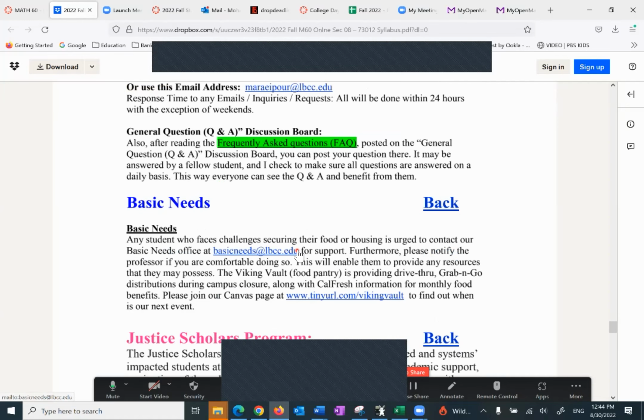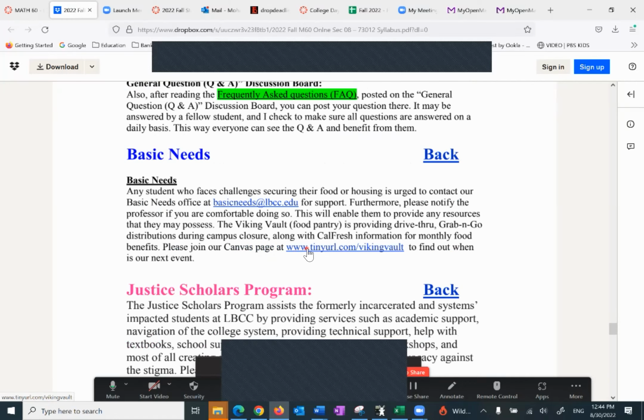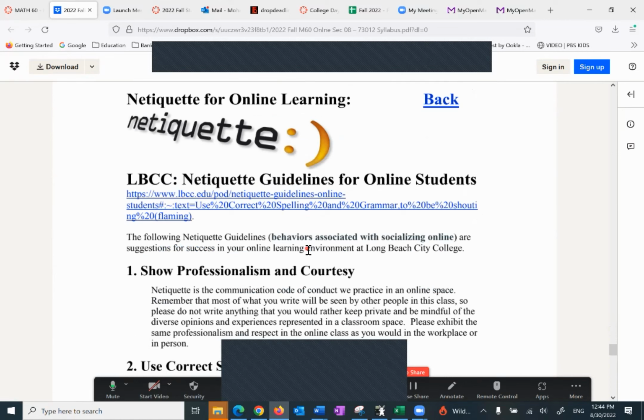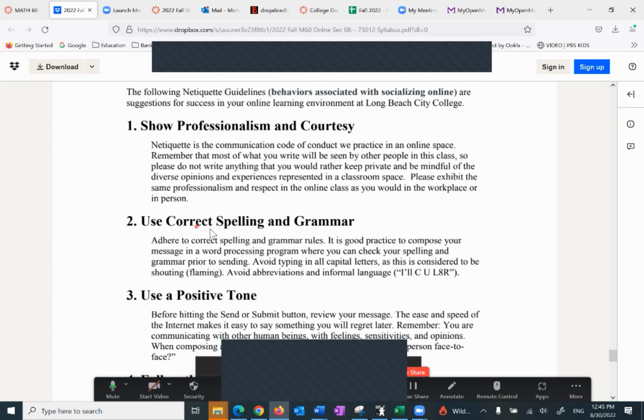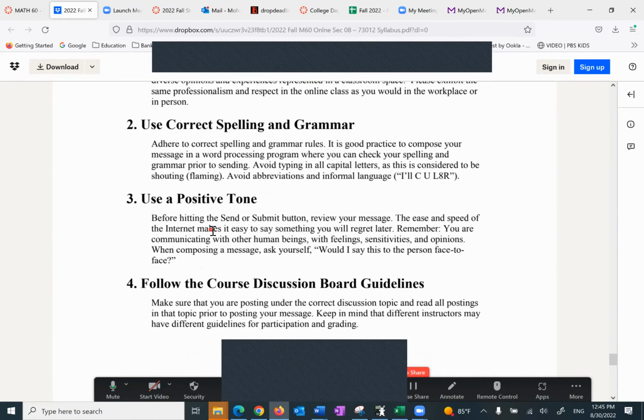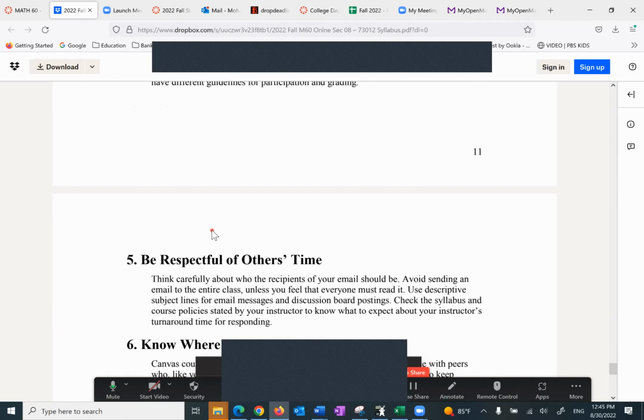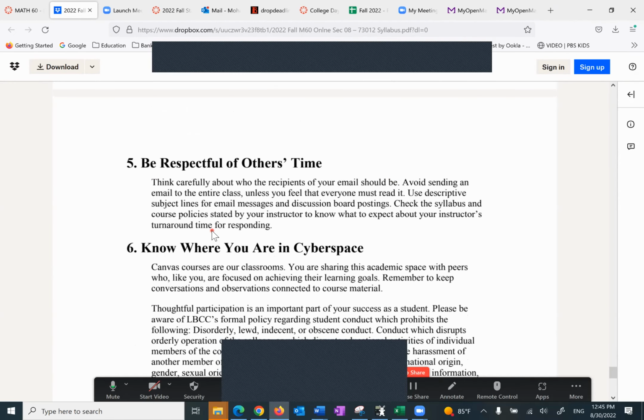And I have more helpful websites, basic needs, Justice Scholar program, and this is important, netiquette for online learning. So how do we behave online? Just the way we behave in any social setting and any classes. We want to show that we are professional and courteous and we use correct spelling and grammar. This is a college course. We want to use a positive tone and follow the discussion board guidelines. And the bottom line, we want to really be respectful of everyone.